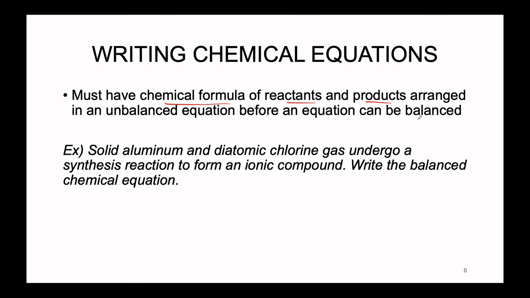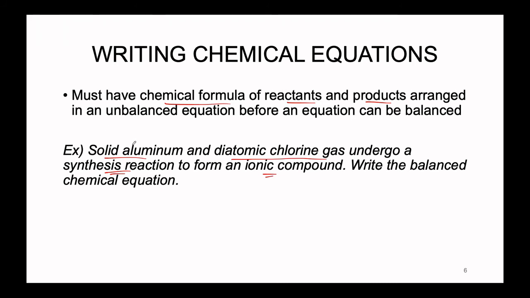So for example, let's say we're working with solid aluminum and diatomic chlorine gas, and we are told that these undergo a synthesis reaction to form some type of ionic compound. Let's write, ultimately, the balanced chemical equation. Well, this one we're going to work through together. We're just going to pick out the language in the wording of this problem, write it as we go, and balance any equation that we come up with in an unbalanced form first.